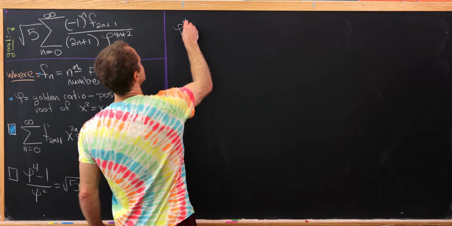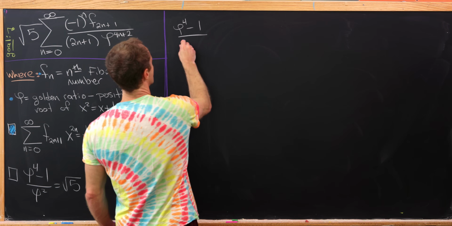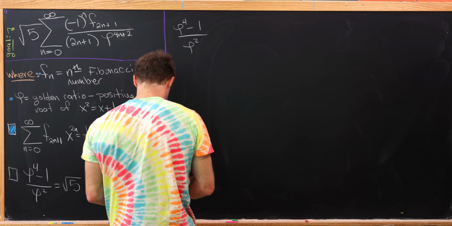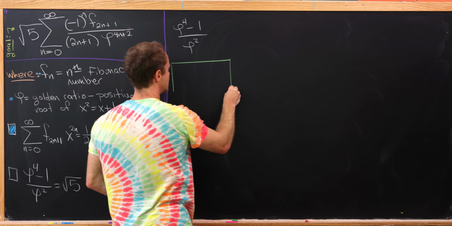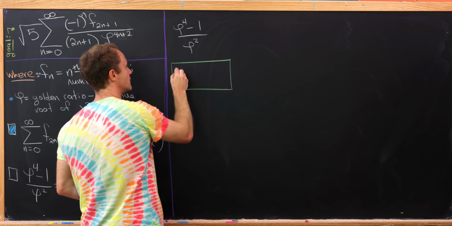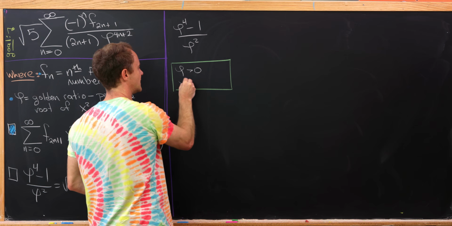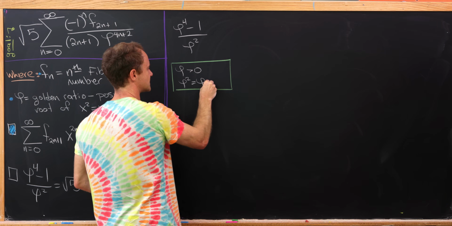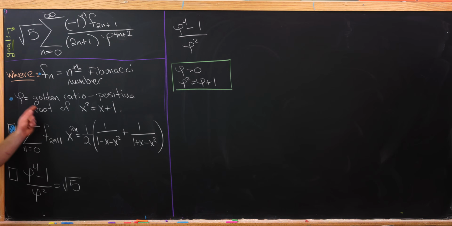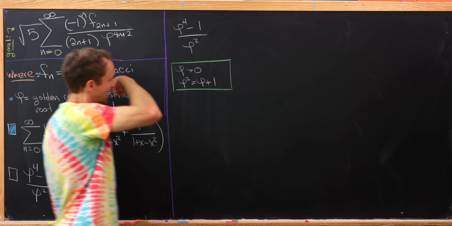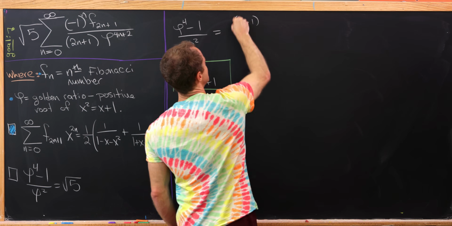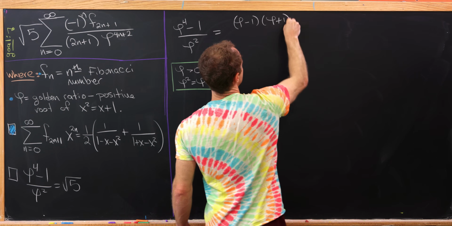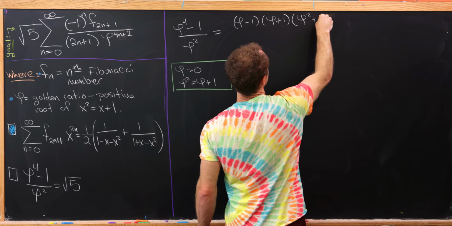So here we've got phi to the 4 minus 1 over phi squared. And let's maybe put a little bit of a box right here just to point out that we know that phi is positive and also that phi squares to phi plus 1. That's because the golden ratio is the positive root of that polynomial equation. Okay, so now let's factor out the numerator. So that's going to factor as phi minus 1 times phi plus 1 times phi squared plus 1.